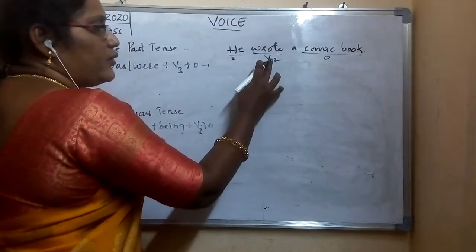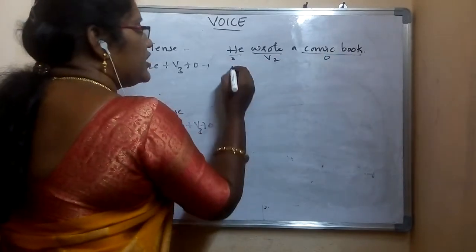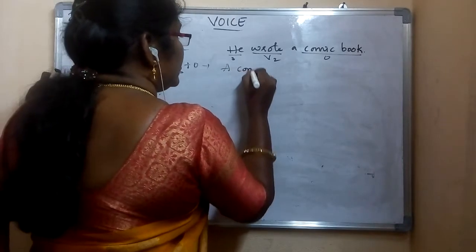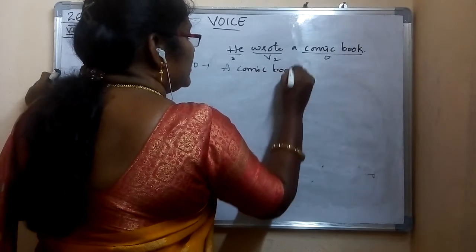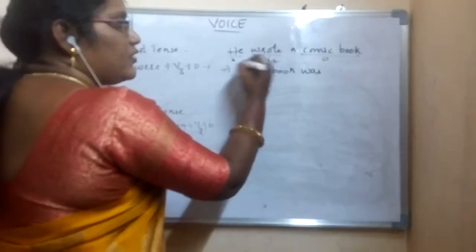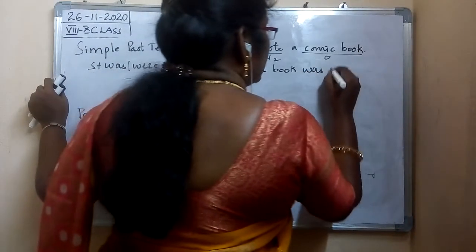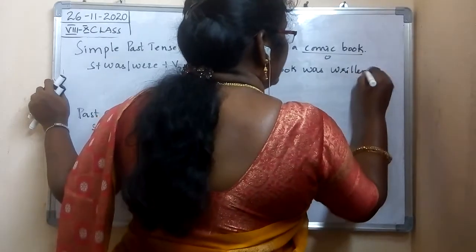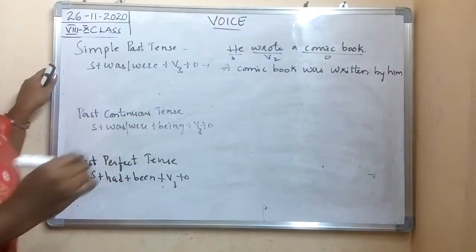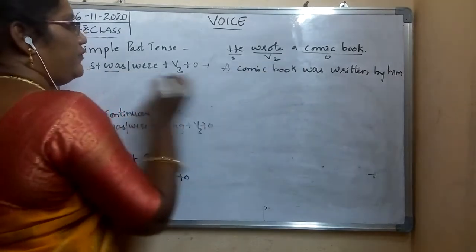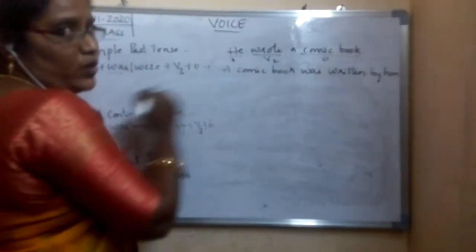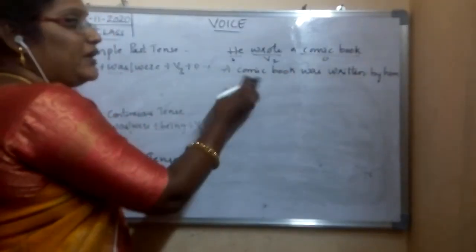He wrote a comic book. Wrote is V2. Okay. So now comic book is what? Object. You have to get the comic book first. A comic book was, okay, why? Because it is V2, no? So a comic book was written. V3 form of wrote is what? Written by him. Okay, a comic book was written by him. According to the structure, was or were. If it is plural, I use were. If it is books, I can use were. But it is book, singular.